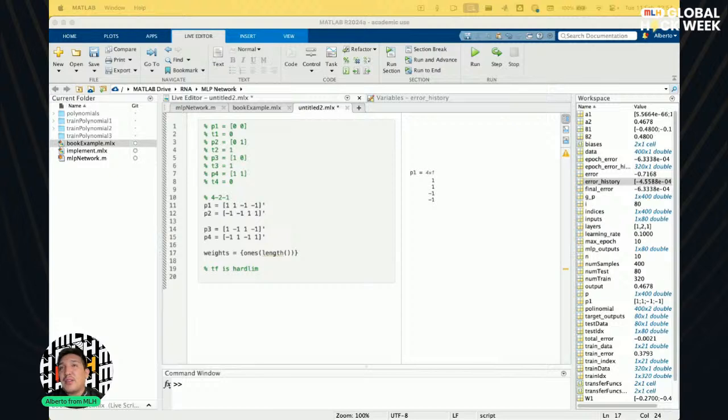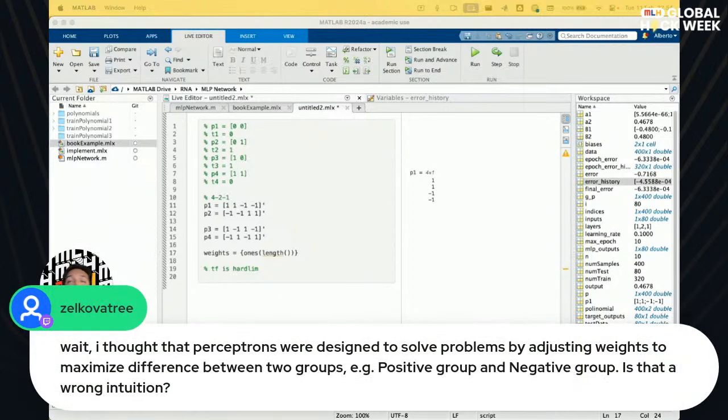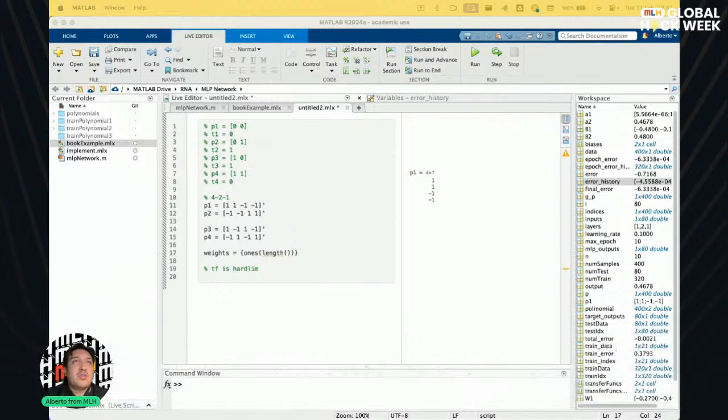Wait, I thought that perceptrons were designed to solve problems by adjusting weights to maximize the difference between two groups, for example, a positive group and a negative group. Is that a wrong intuition? It's not a wrong intuition, I would say, but it's not fully how they work.